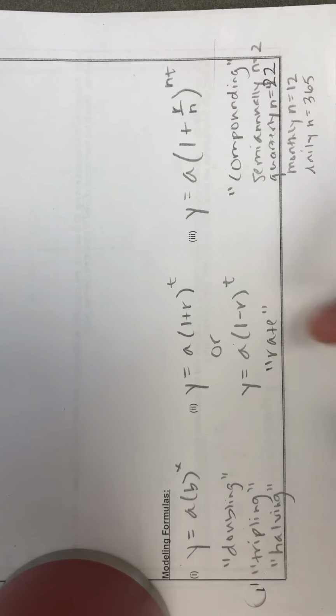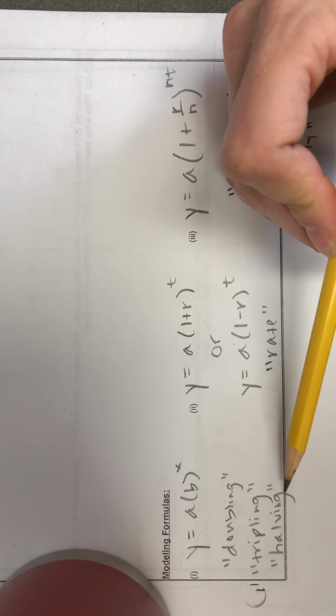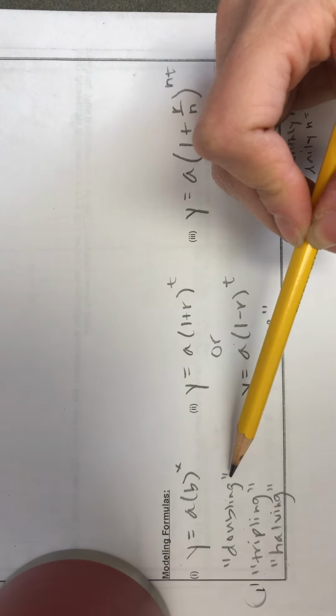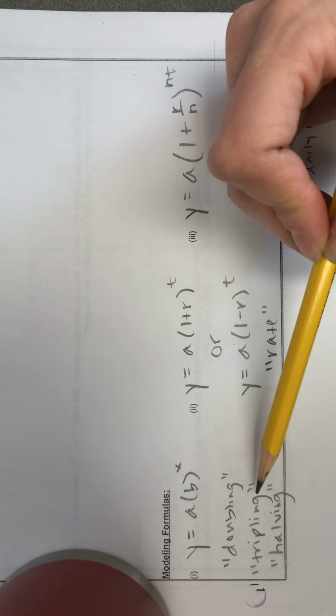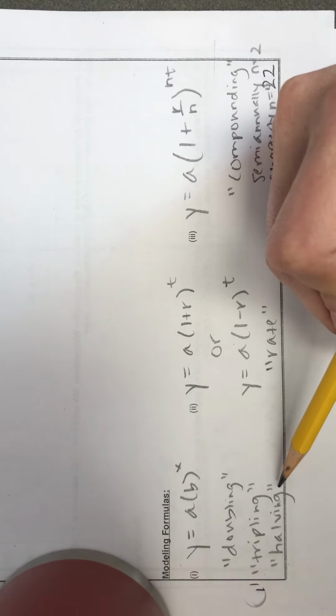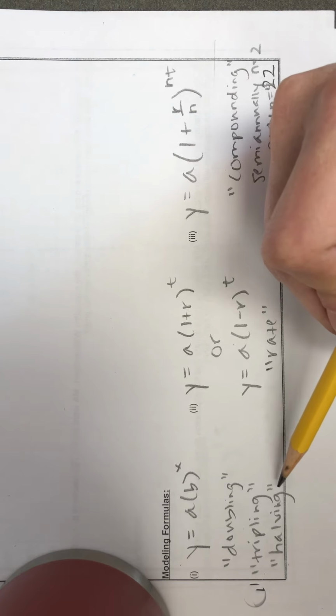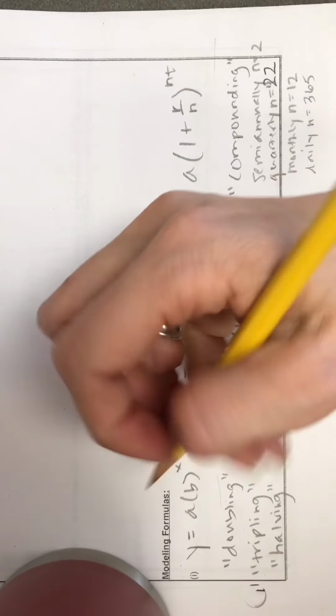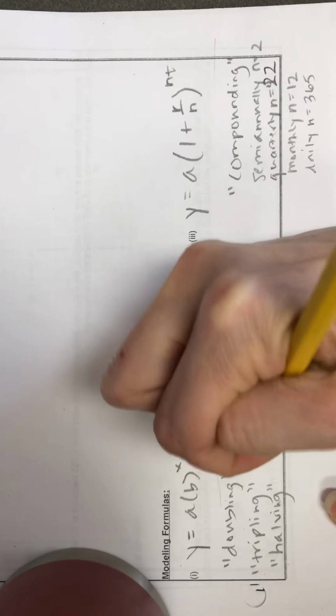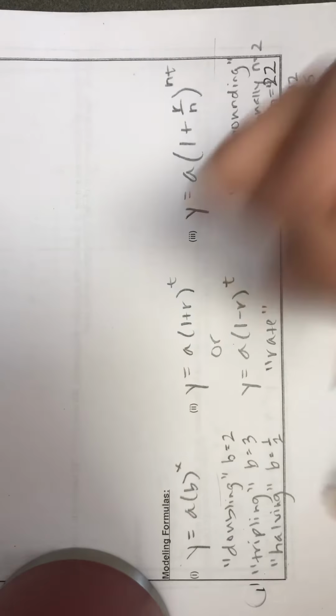To decide between these two, if you see any words like doubling, tripling, or halving, right? So for example, the population doubles every 6 months, or the value of your car triples every year, or half-life, right? The amount of an element gets cut in half over the course of X number of years. These would be examples where you would want to use y equals a times b to the x, where b in this case would be 2, b would be 3, or b would be a half, all right?